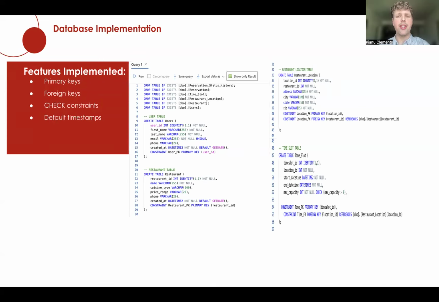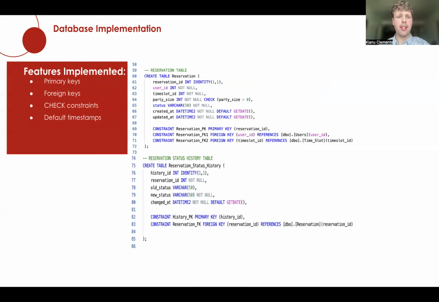We also included a check constraint, such as ensuring that each party size must be greater than 0. Finally, we added a default timestamp so that fields like created at and updated at are automatically populated when a reservation is created or modified. These constraints help to maintain data integrity and ensure the database behaves correctly during transactions.